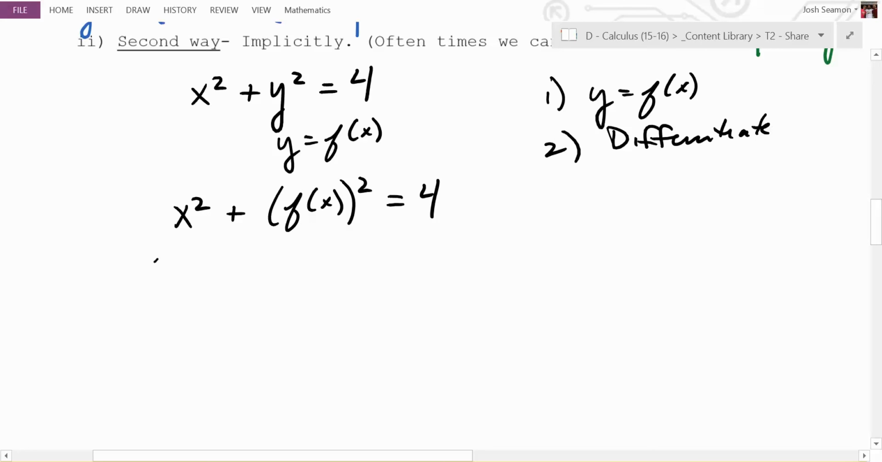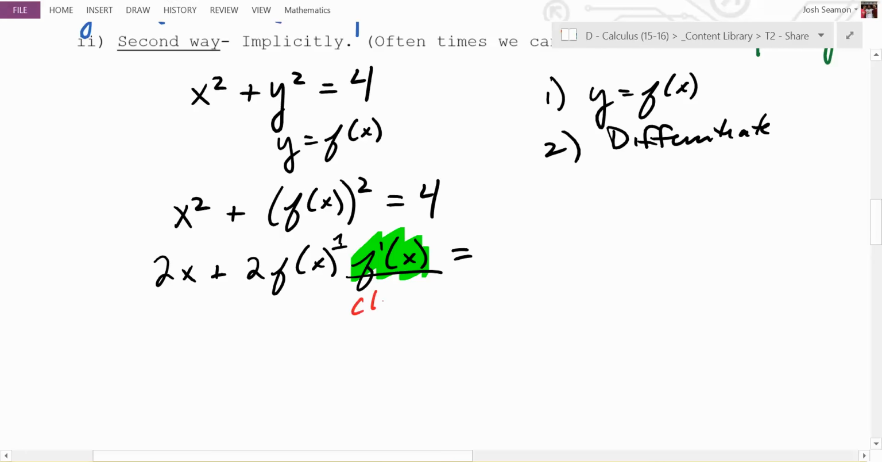2x. Now be very careful here. What's the derivative of f of x squared? We don't know what f of x is. Careful. What do you think it is? 2 f of x. To the what power? To the 1. To the 1 power, right? Times what? Times f prime x. Why did you make it times f prime? Because of the chain rule.